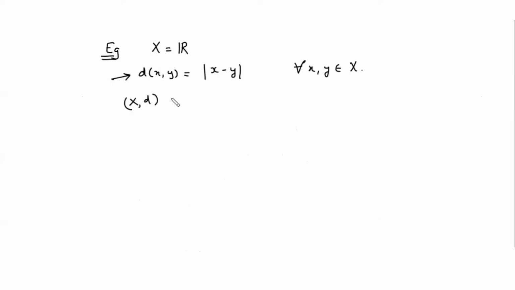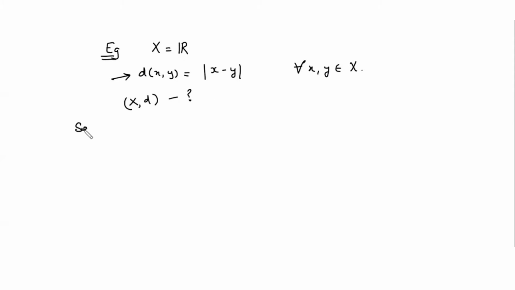One more example. Let's suppose I'm taking again X to be the set of real numbers, and a metric is defined like this: d(x, y) is mod of x minus y, where x and y are elements of X. Check whether this d is defined on X as a metric, or you can say check whether (X, d) is a metric space or not. Again, you have to check all the four properties.